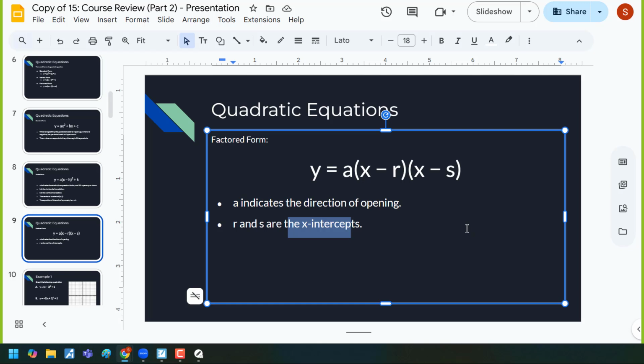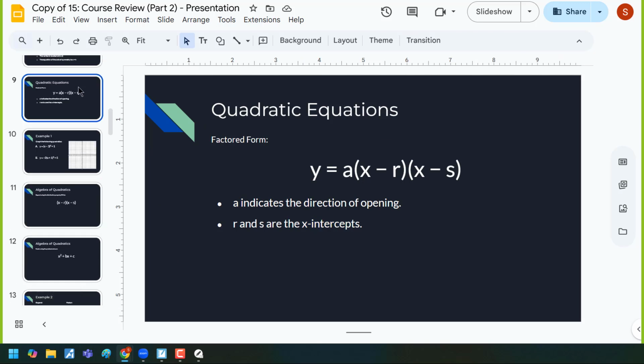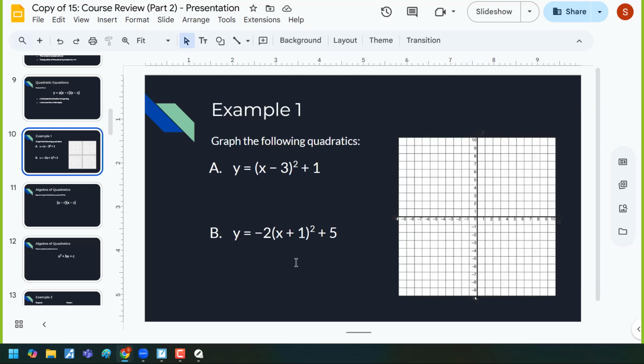And there can be up to a maximum of 2. Doesn't mean there are 2. There can also be 1 x-intercept, or they can also be 0, none. So it's very important to understand that quadratic equations do not always have to have two x-intercepts.